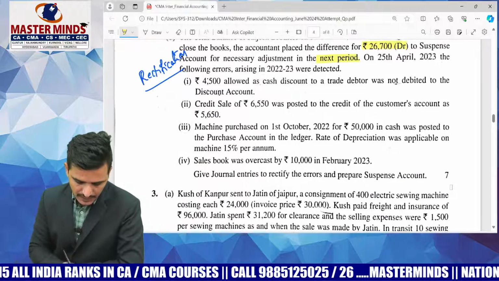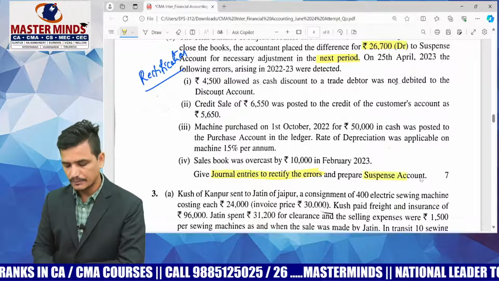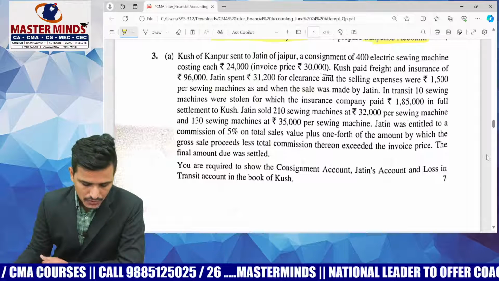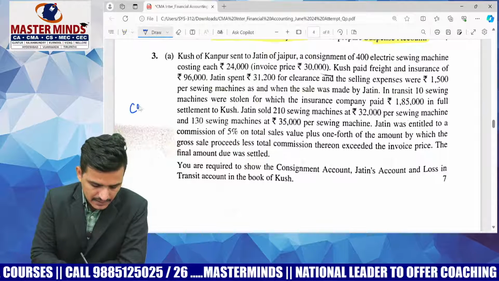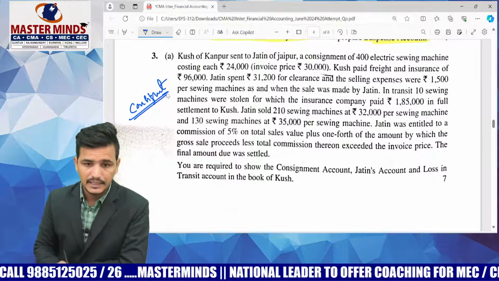Next, they are asking you to write the journal entries to rectify the errors, and also to prepare the suspense account. Okay. Next, question number 3A is related to consignment. These kinds of questions we have already covered in our MM material.